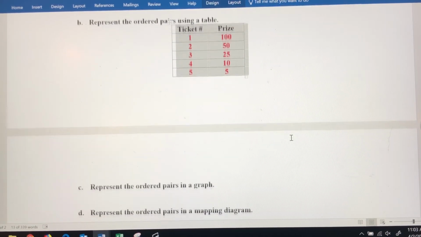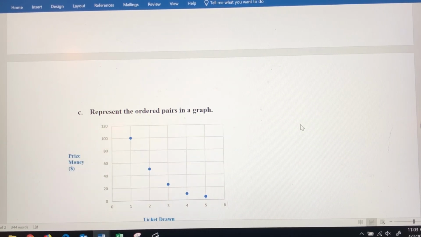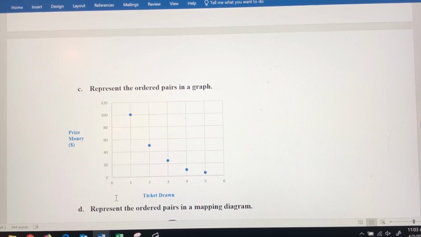And next to last, we want to represent those values with a graph. So the first ticket corresponds with 1. The input value is always going to go on our x-axis. The output value is going to be our y variable, our y-axis here. Notice how we've labeled both axes. You need to have labels for every graph. The first ordered pair was (1, 100). You want to make sure your scale is consistent on both axes. However you want to set up your scale is fine as long as you're consistent.